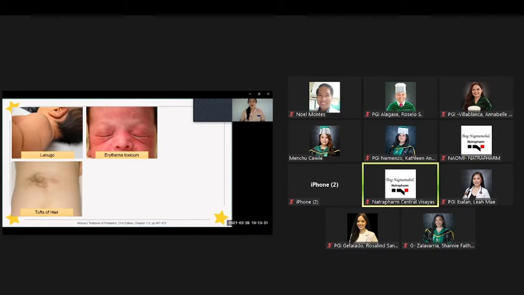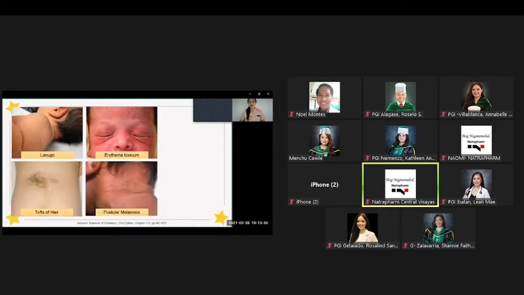Erythema toxicum are small white papules on an erythematous base that develop 1 to 3 days after birth. It is a benign rash that persists for as long as 1 week, contains eosinophils, and is distributed on the face, trunk, and extremities.